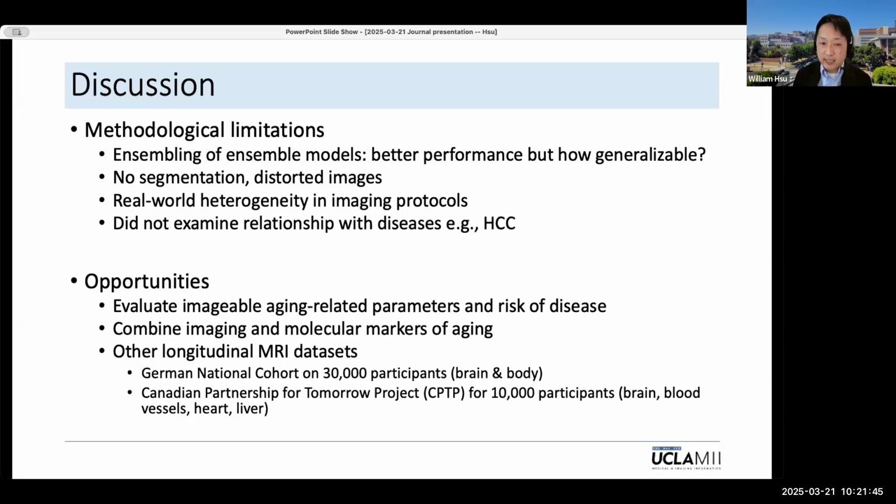And they did not explicitly examine relationships with diseases. So for example, hepatocellular carcinoma could be a risk that you could use this as a risk model. They did not do that. And so that's one open area, is to really translate this into something that could be a risk model for disease. But I think there's a lot of opportunities here.